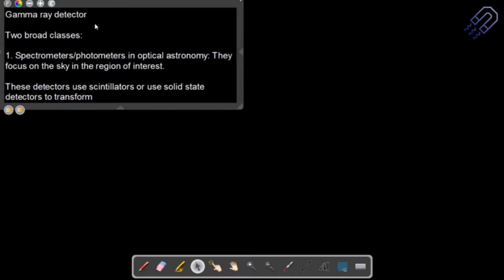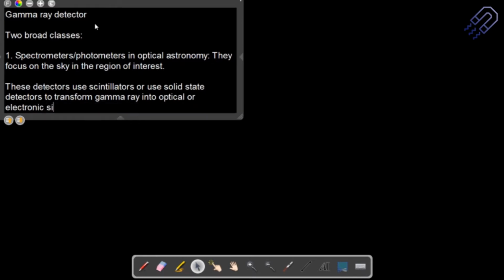Transform gamma ray into an optical or electronic signal. So you might have gamma rays, you cannot see them. As soon as they hit the scintillation screen, they will actually give out some kind of radiation or some kind of light, and that is nothing but an optical signal. So into an optical signal, and if you want to have an electronic signal, you basically use a solid state detector, and then you can actually record it, which are then recorded.